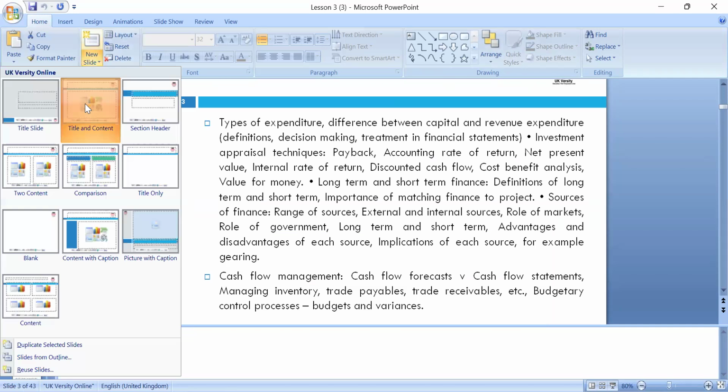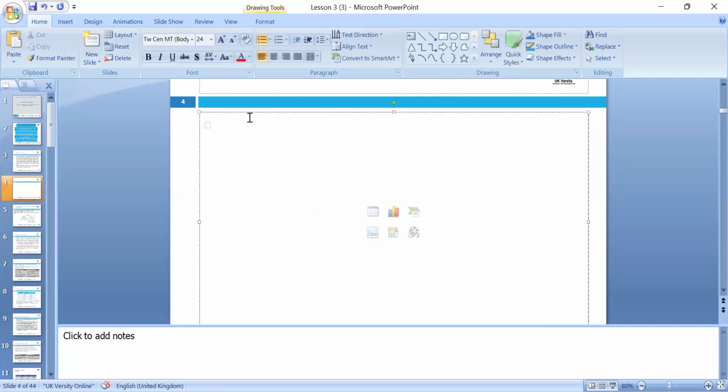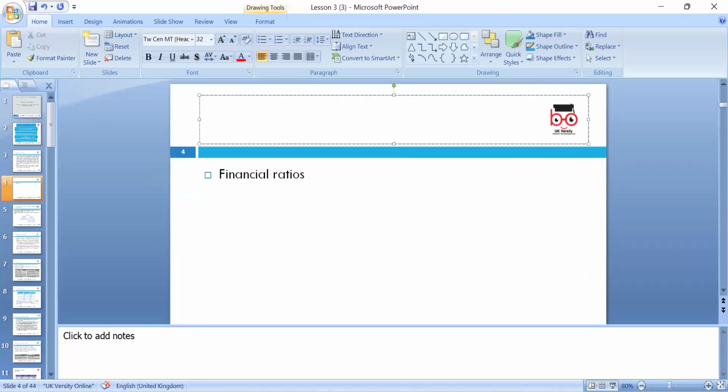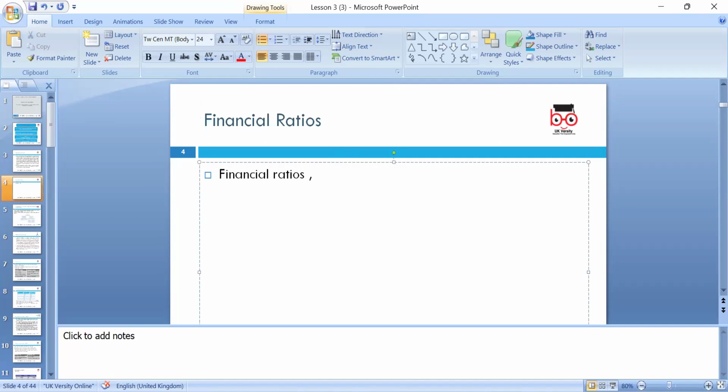So if we do a bit of recap of what we learned during our previous lesson, we discussed financial ratios. Ratios are the relationship between two numbers. Financial ratios help to measure performance. We had a discussion on profitability, liquidity, use of resources, or what we call efficiency ratios, and gearing ratios. So these are the key ratios we learned about.